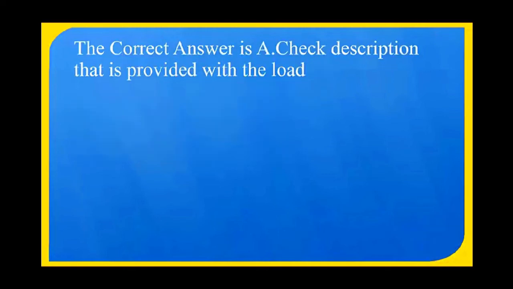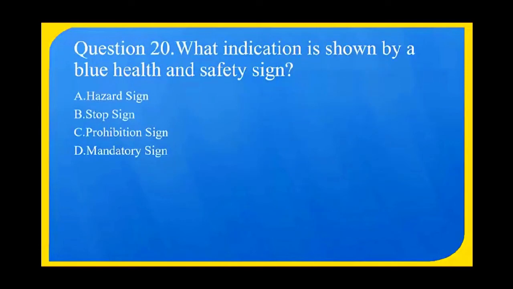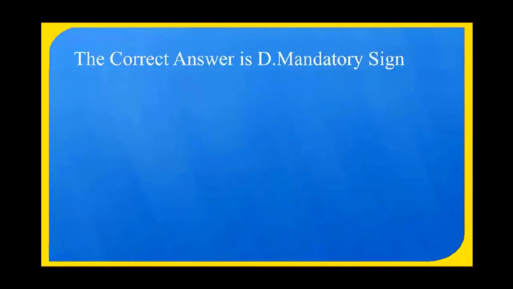The correct answer is A. Check description that is provided with the load. Question 20. What indication is shown by a blue health and safety sign? A. Hazard sign. B. Stop sign. C. Prohibition sign. D. Mandatory sign.